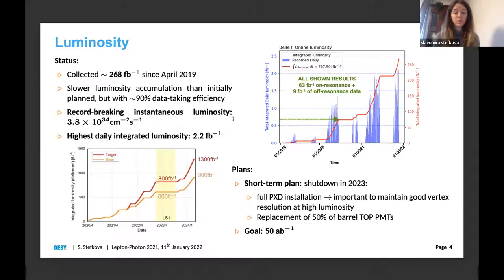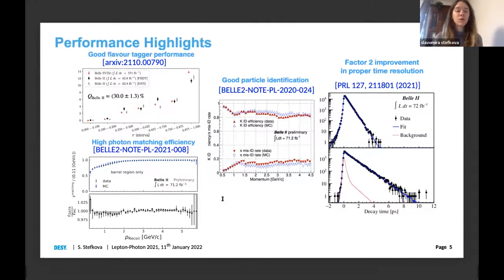Next year, we do plan to have our first shutdown, and this will be done in order to install the full pixel detector, which is very important in order to maintain a good vertex resolution with the increasing backgrounds, and also to replace our barrel top PMTs. By that time, we do want to have a data set that corresponds to that of the Belle. And in the far future, the goal of our experiment is to integrate at least 50 inverse attobarn of data.